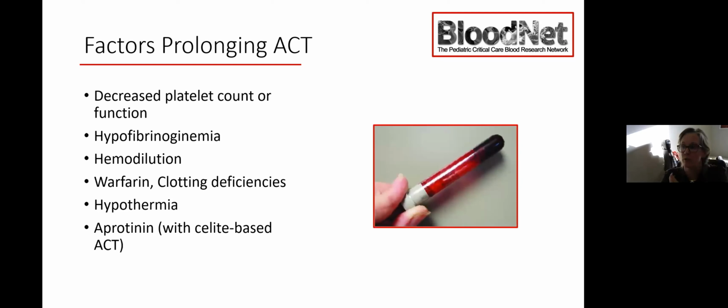So factors that prolong the ACT are really anything that can affect other components of coagulation. So including decreased platelet count, decreased platelet function, low fibrinogen, hemodilution, because you'll have fewer clotting factors, warfarin, or really any anticoagulant, clotting factor deficiency, hypothermia. Aprotinin use will prolong the ACT if C-Lite is your activator, but not the other activators.